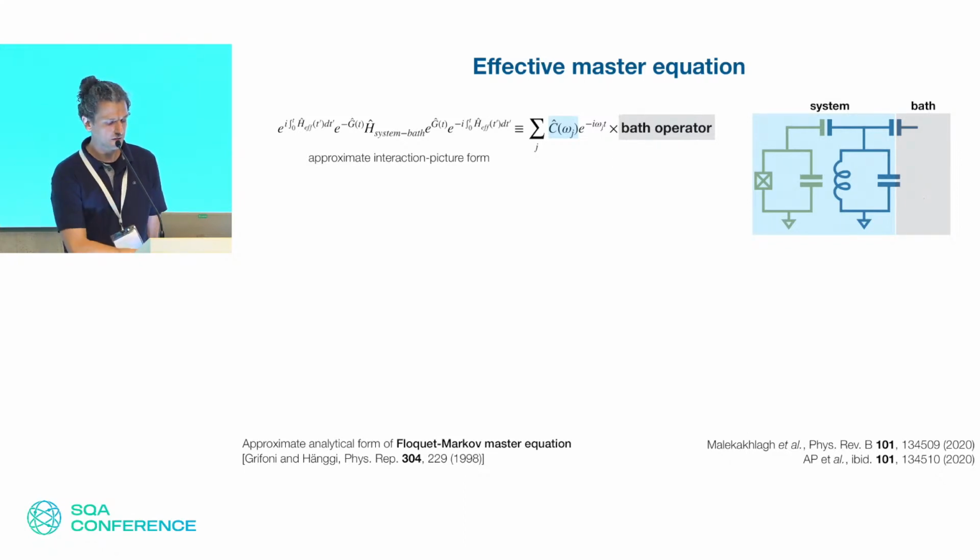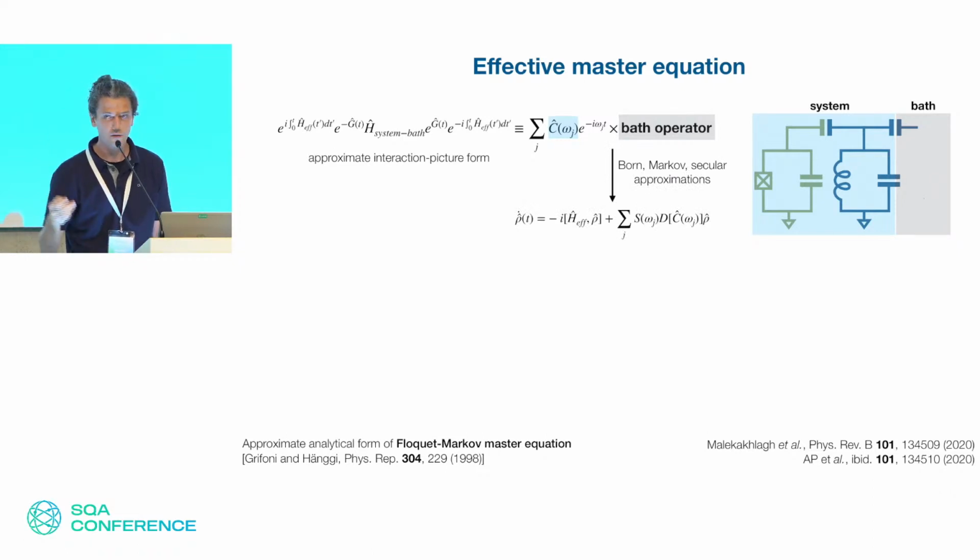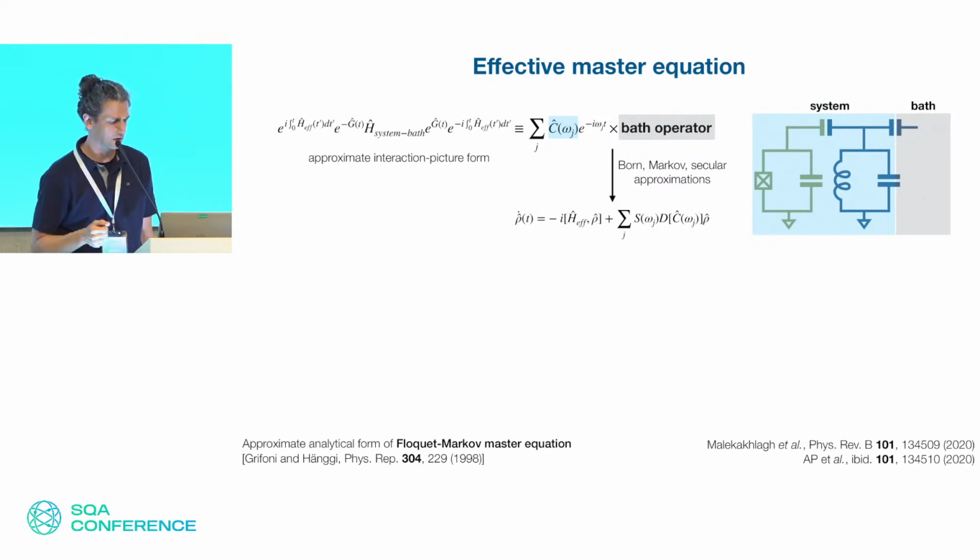And what this gives us is essentially a sum of collapse operators with phase factors times the bath operator. So for those of you who are familiar with a standard derivation, this is exactly what you get in a standard derivation of a master equation. And then upon performing the Born, Markov, and secular approximations, we arrive at a Lindblad form for the master equation. And here you have a sum of dissipators, and each of these dissipators has a collapse operator. Each collapse operator corresponds to a certain frequency, and here you have the bath spectral function taken at that particular frequency.